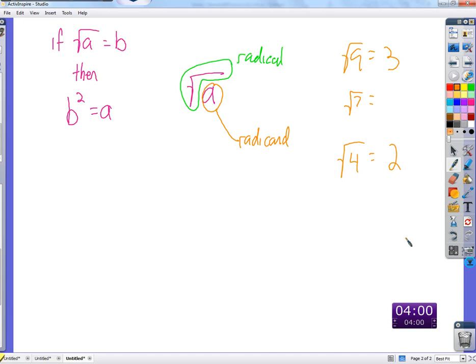I don't know, I'll figure it out. I'm very not sure. Somebody had their hand raised. I'm sorry, yes, Ashley? Oh, I did that for like 7. You did the square root of 7. Didn't come up with 2.6 something?